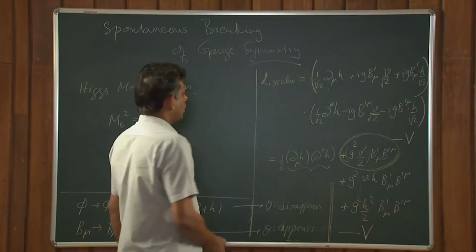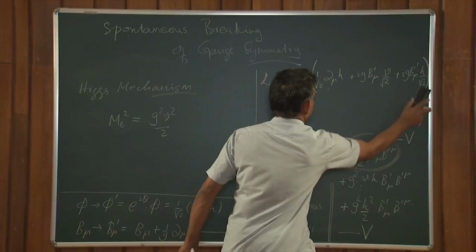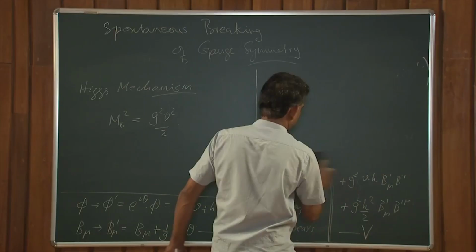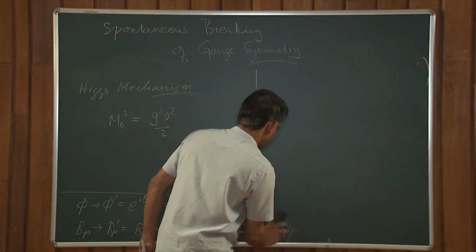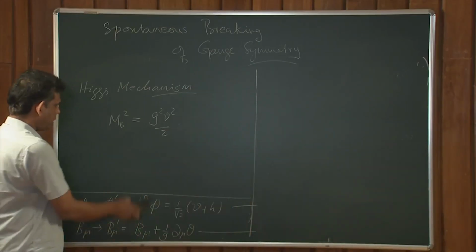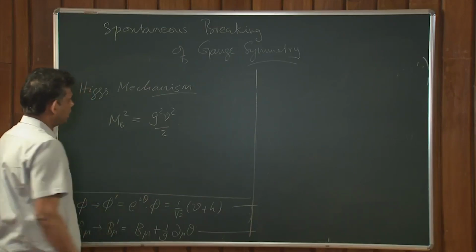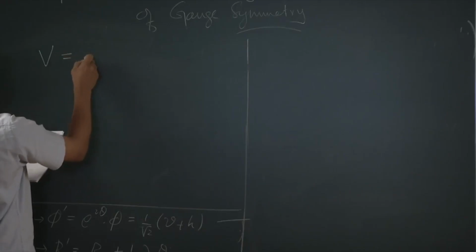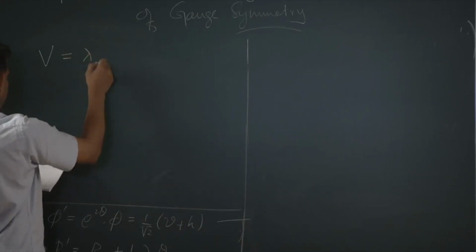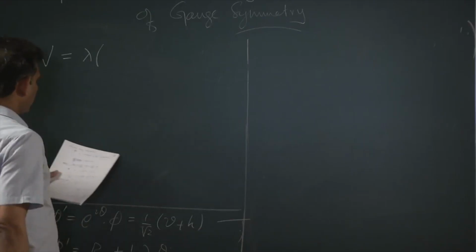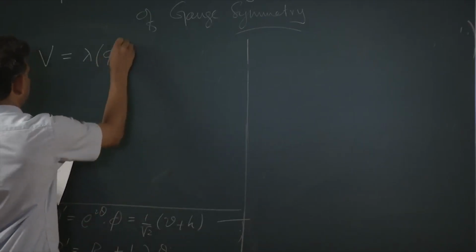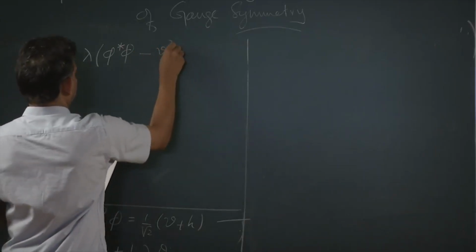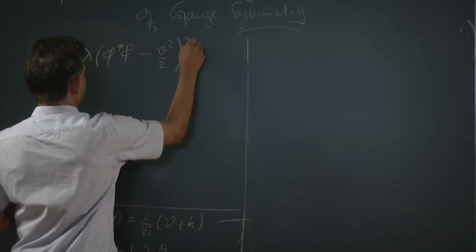B mu alone will not suffice, B mu has to be added with the theta part, the derivative dou mu theta. Now, let us look at V, the potential part that we have not looked at so far. We may need this, so let me leave it there. Potential V is chosen so that we have lambda (phi star phi minus V square by 2) whole square.